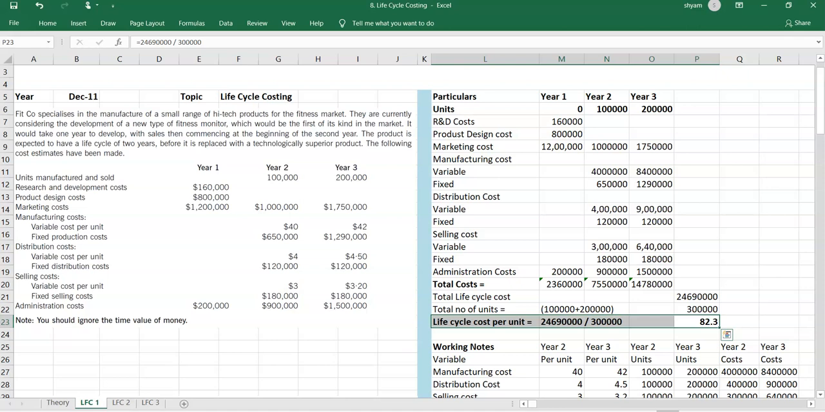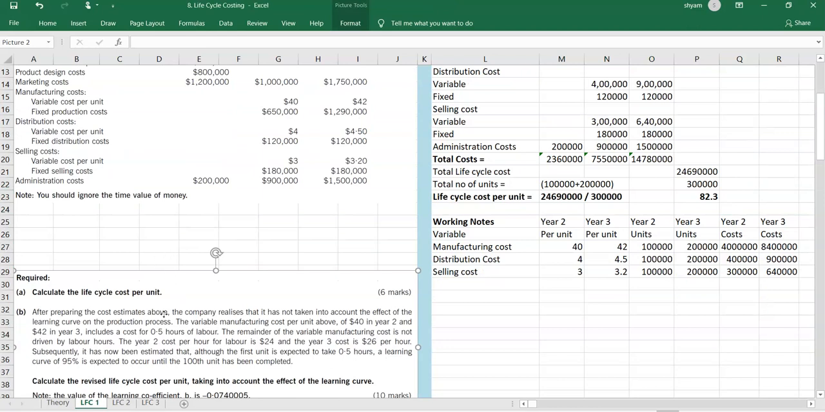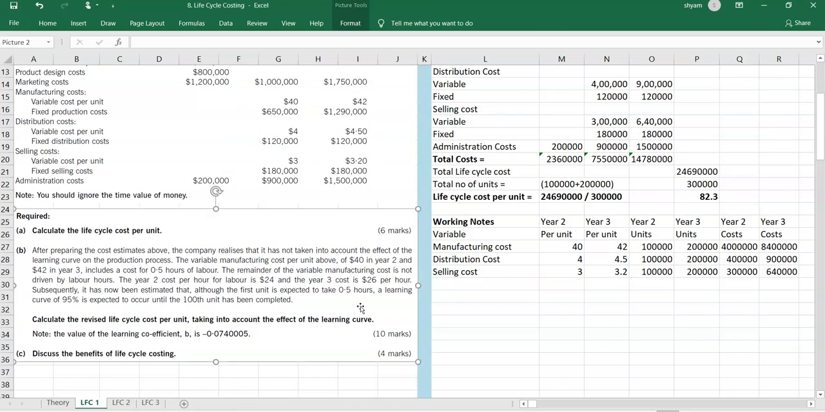So the company has to charge more than this. So why it is life cycle costing is, see, they are taking into account the R&D cost, the product design cost, and even the administration cost even before the production has started. So they could have easily missed out these costs, and also there is a marketing cost even before the sale. The company is only manufacturing in year 2, but a huge amount of marketing cost is involved in the year 1 itself. So that is why we have to consider the cost even before the production starts.